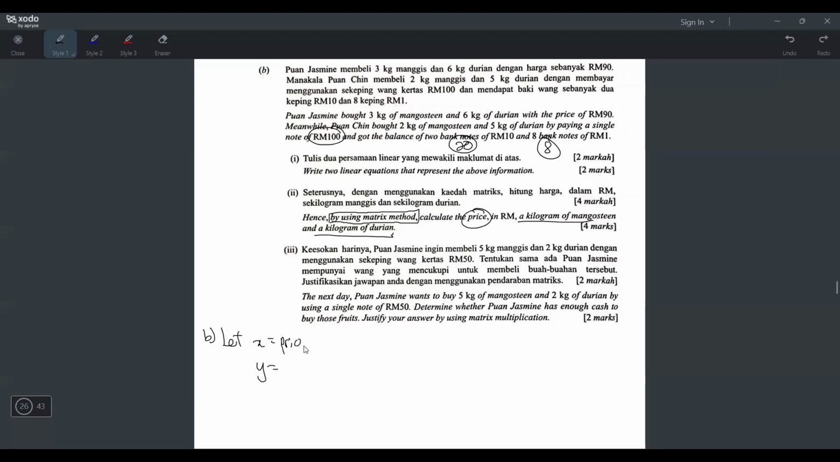So price of means satu kg. Okay, I just write one lah. So price of 1 kg of mangosteen. Okay, and then y will be price of 1 kg of durian. Okay, it means your xy represents price. It means nanti you punya xy ada unit RM lah. So x and y is actually like RMX, RMY. Okay, sekarang you can read the question.